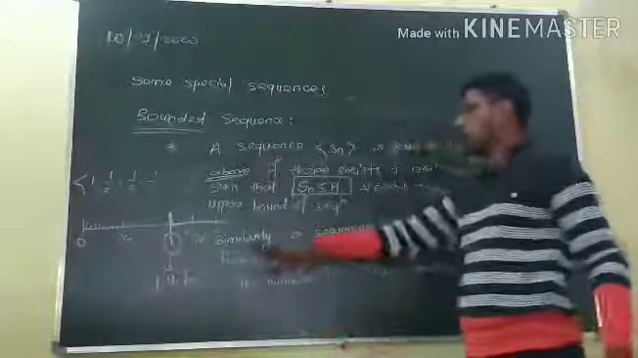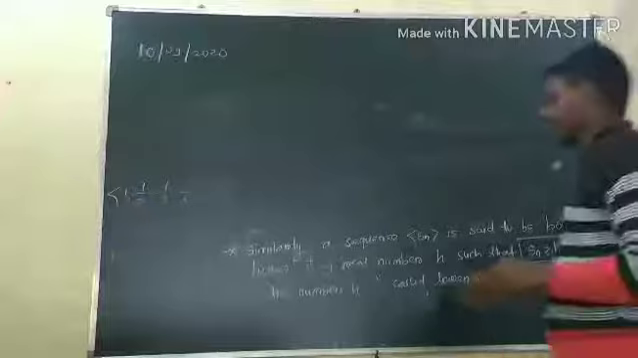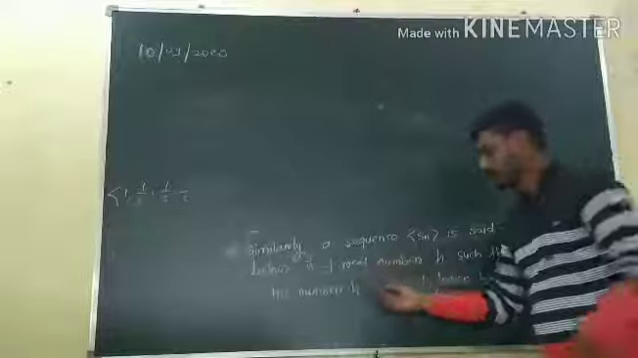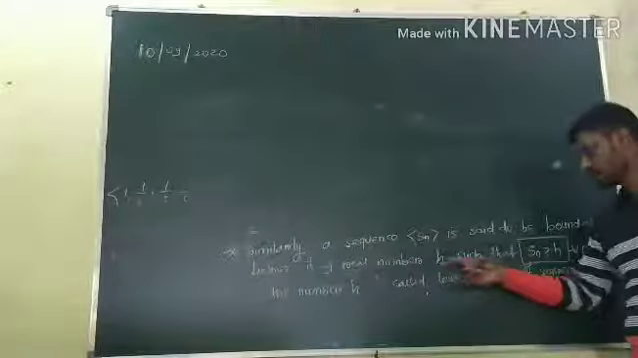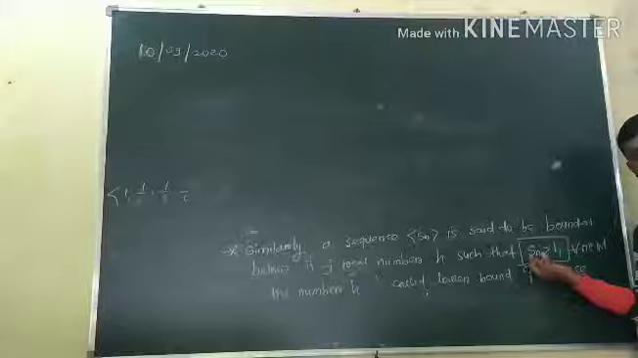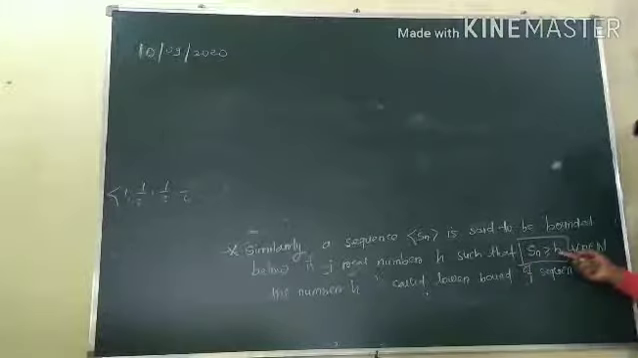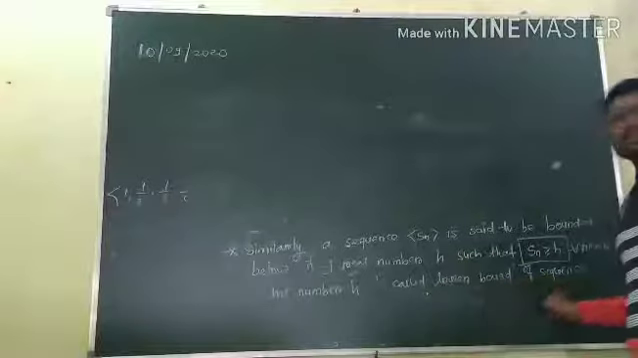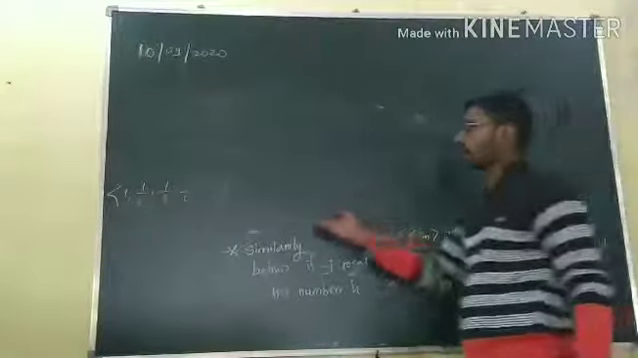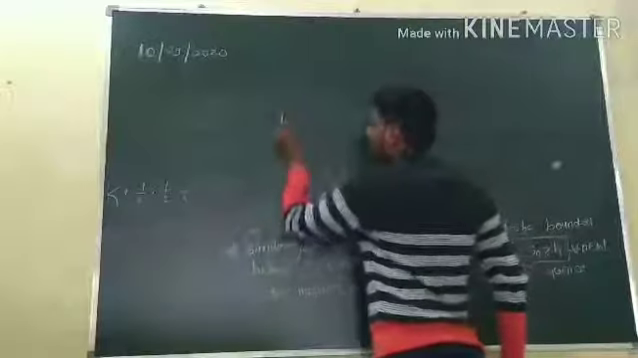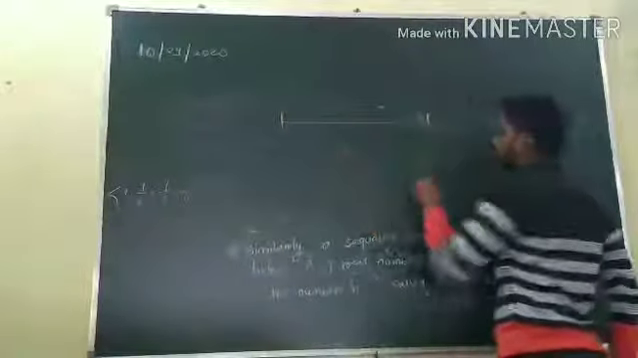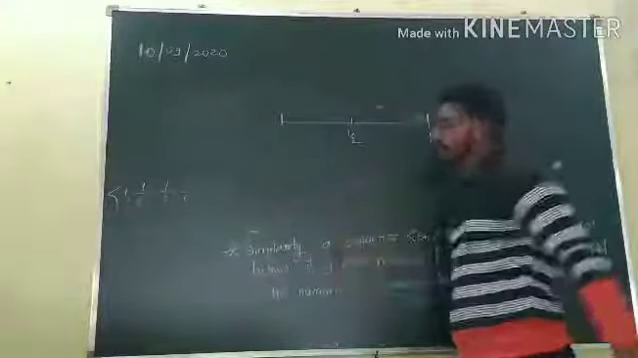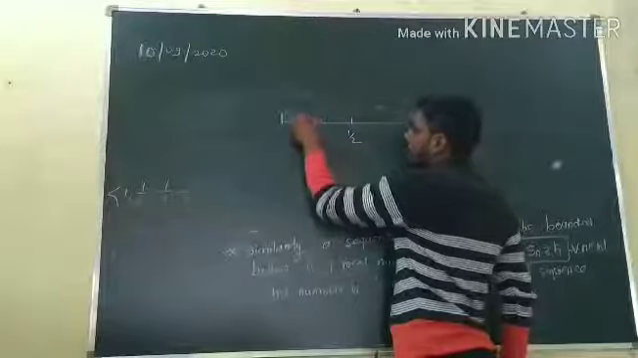We say LUB. Okay. A sequence Sn is said to be bounded below if there is a real number h such that each term of this sequence is always greater than or equal to that number. Then we say that this small h is a lower bound of the sequence. For example, here we take the same example. The first element of the sequence is 1, the second element is 1 by 2, then 1 by 3, and so on.